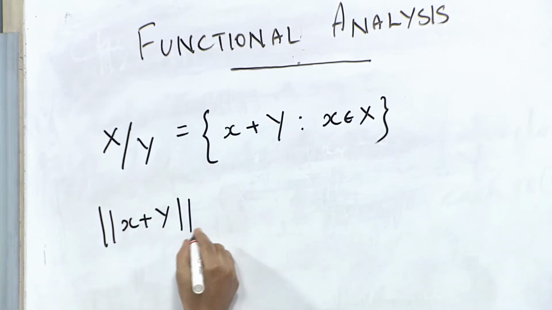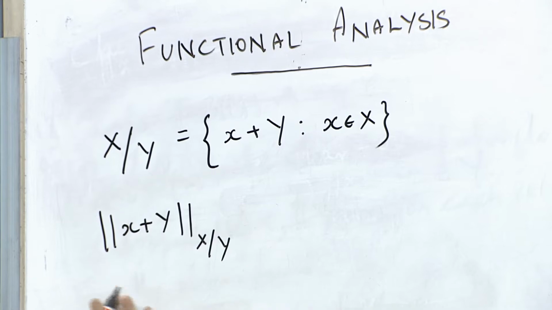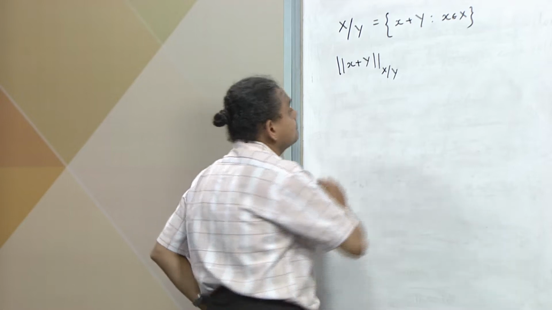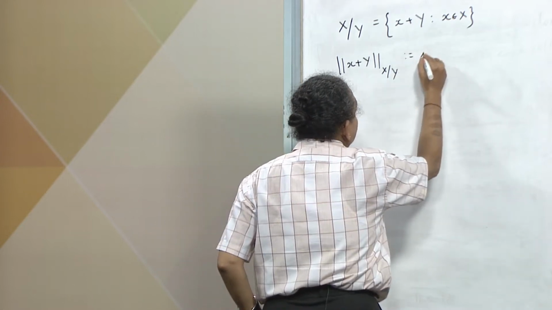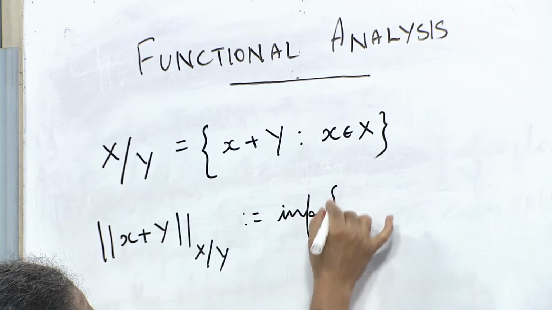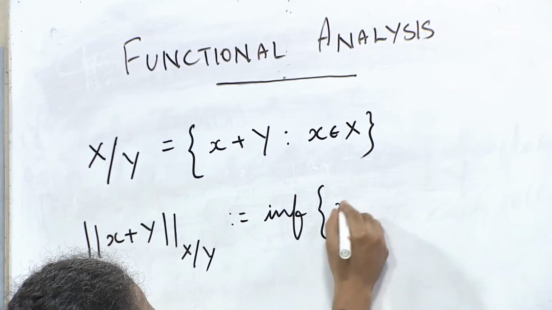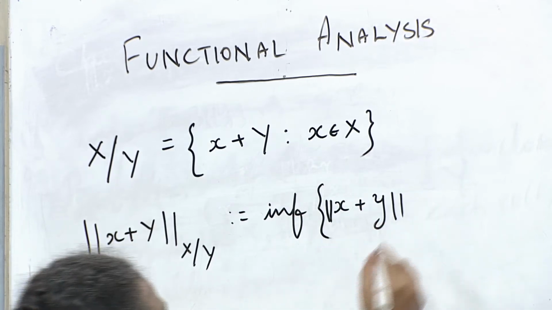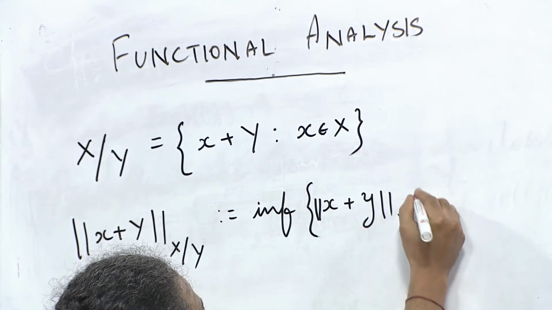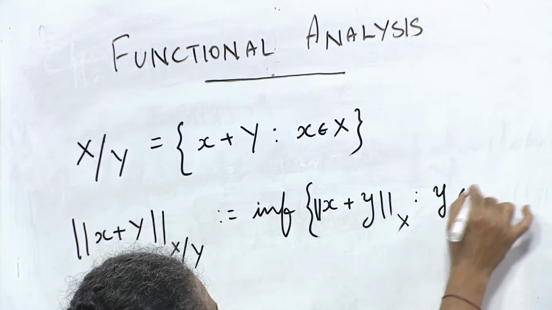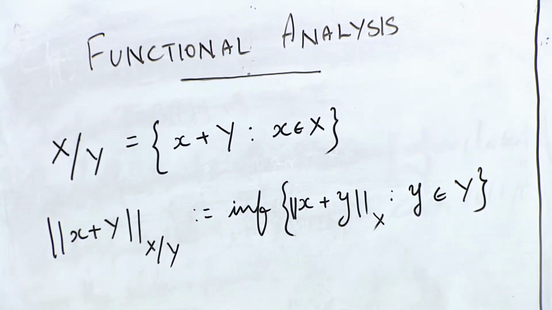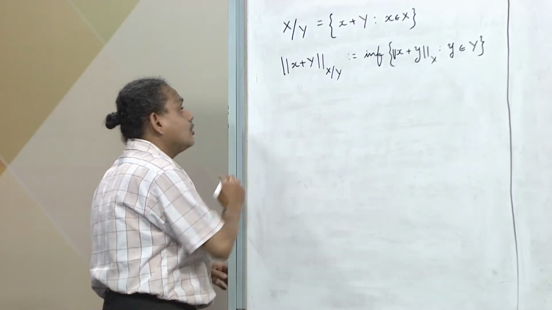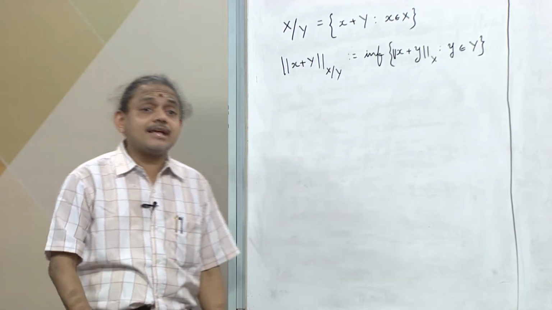The norm, well, I will write it as norm of X mod Y to distinguish that this represents the norm on the X mod Y. It is defined as infimum over norm of x plus y, where this norm is on X, such that y belongs to Y. This is the norm on the quotient space. Well, so we will have to show that this is actually a norm.